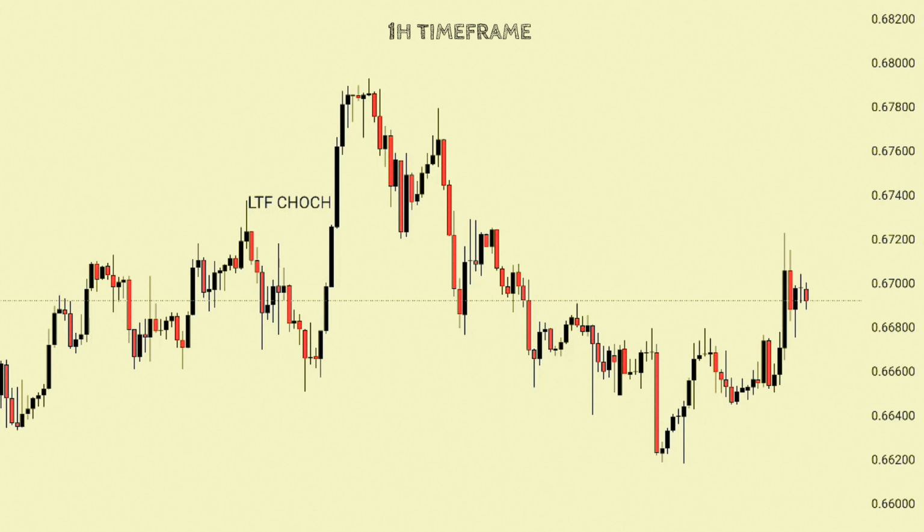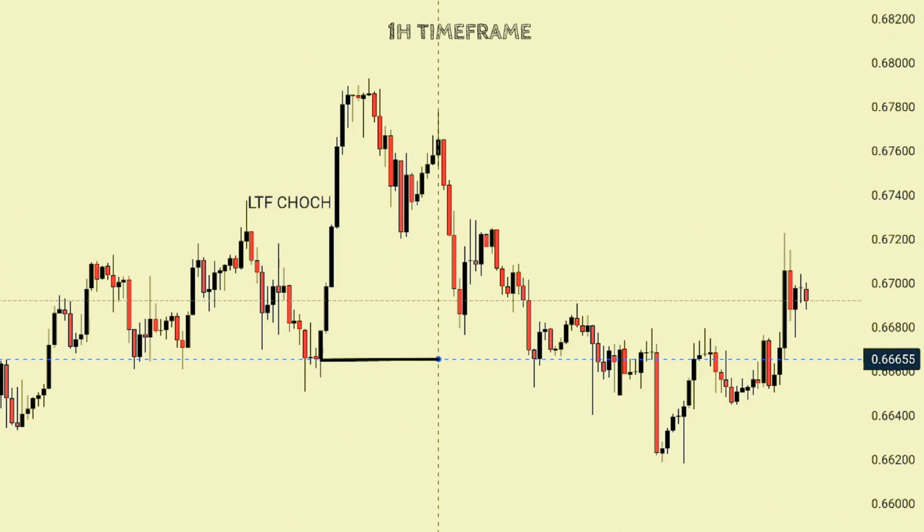At this point, the trend has not fully reversed yet, but market intention has shifted. This change of character gives us the bias to stop looking for buy setups and start preparing for sell-side opportunities. From here, we wait for confirmation through a break of structure and inducement before execution.